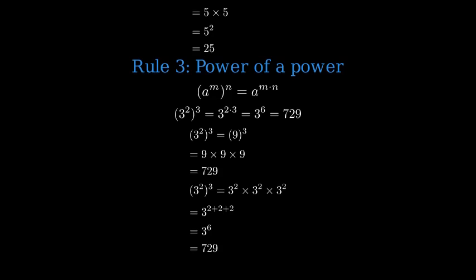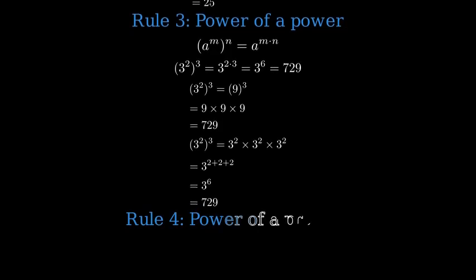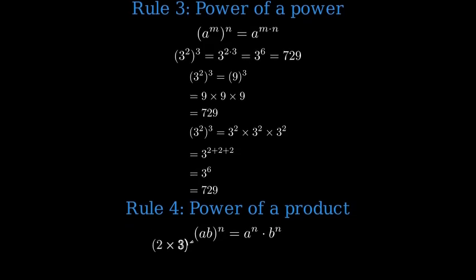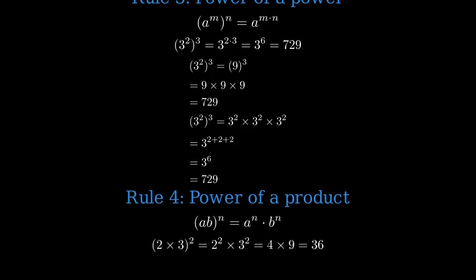The fourth rule shows us how to handle exponents when applied to a product. When raising a product to a power, we can raise each factor to that power and then multiply. For example, the quantity 2 times 3 raised to the second power equals 2 squared times 3 squared, which is 4 times 9, or 36.